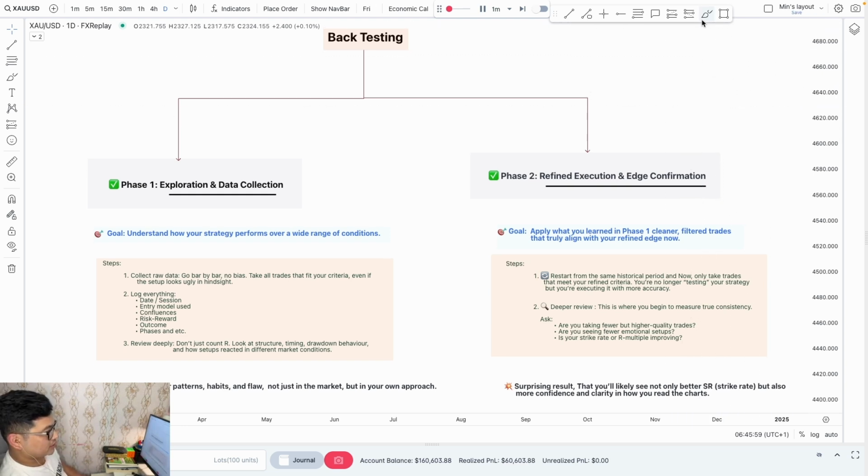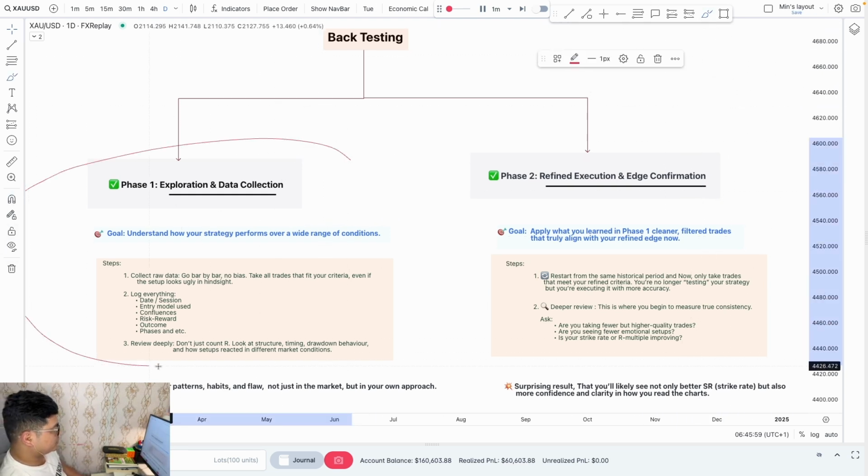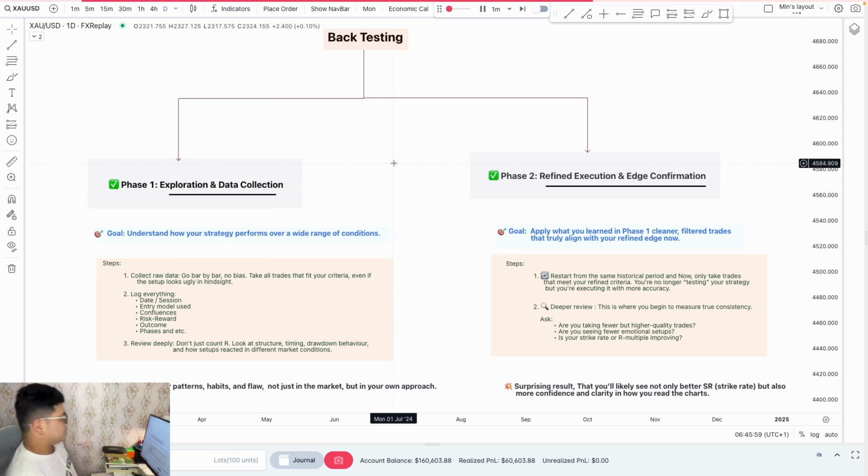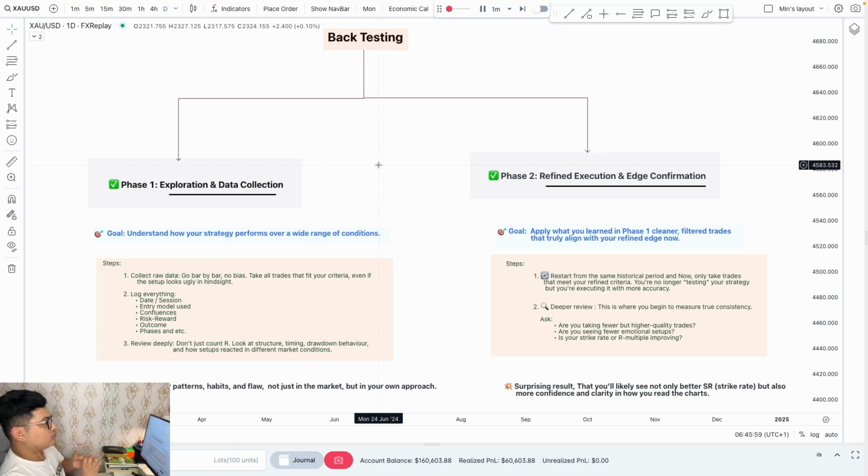Let's get started with phase 1. This is the raw phase, I would say. In phase 1, we do the exploration and data collection first of all. What does it mean? The main goal of this backtesting phase is that you do not care about the winning, you do not care about the losing, you do not care about the streak, you just collect as much data as you can.